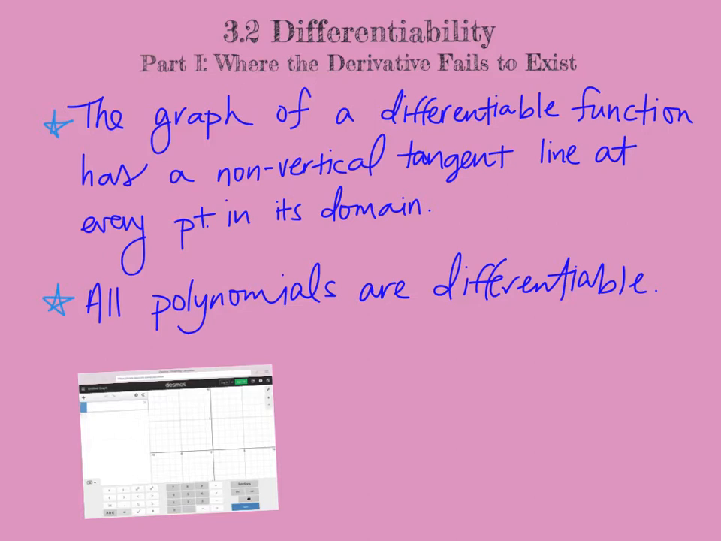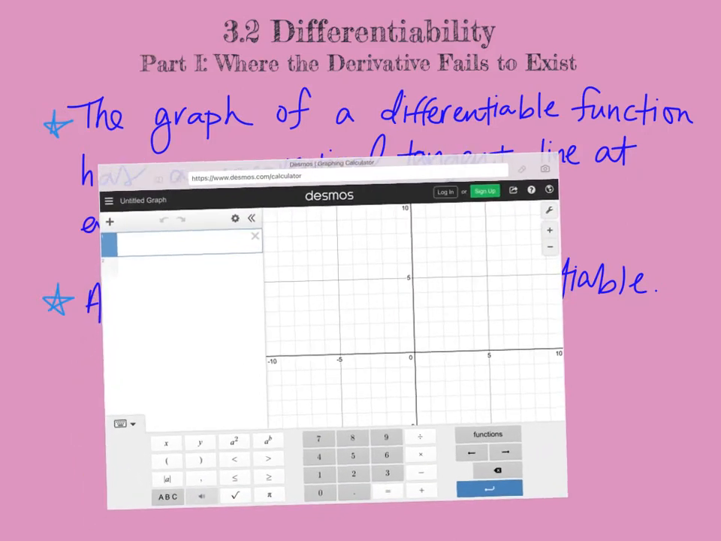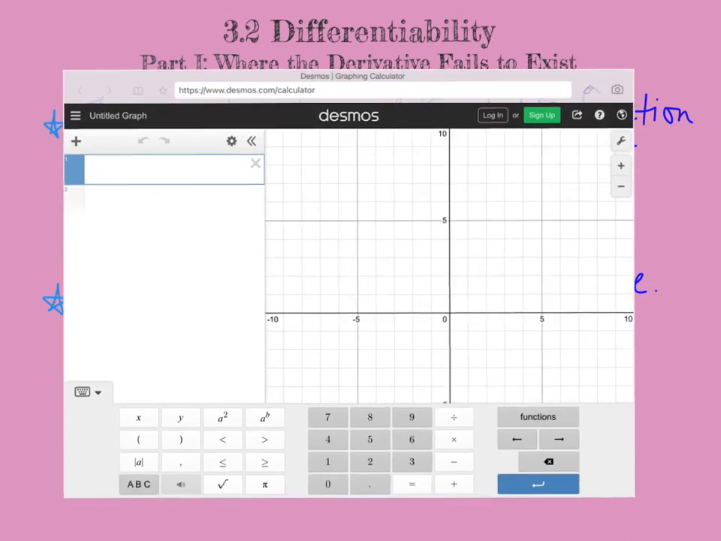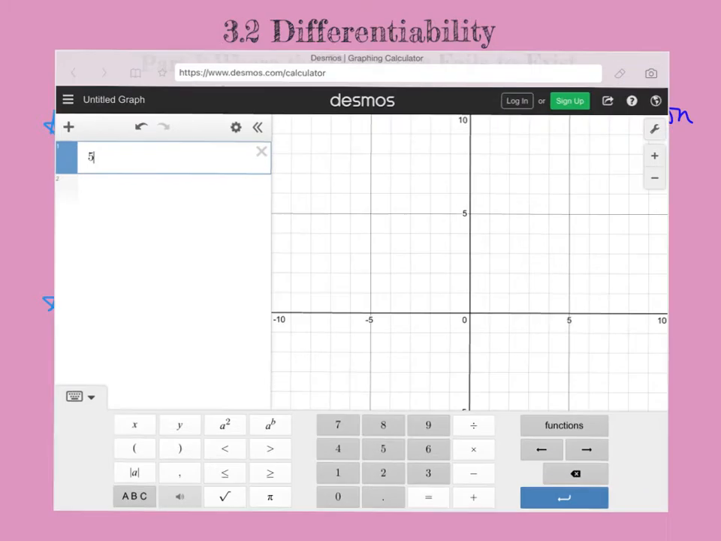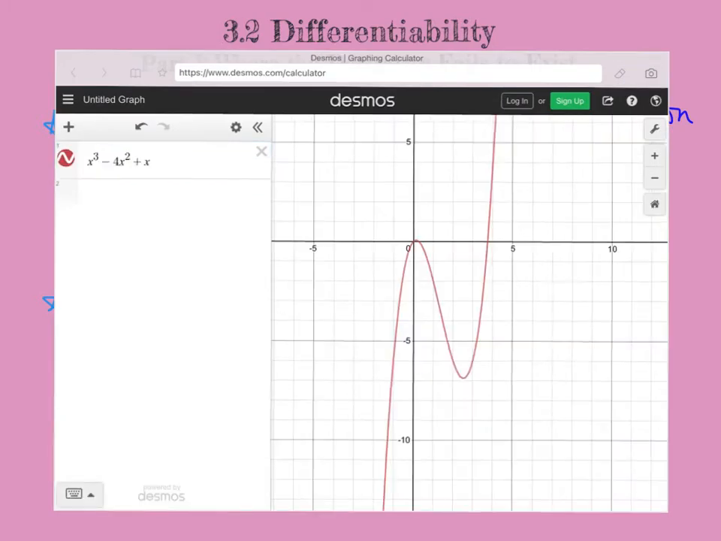So I want to take a look at a graph of a common polynomial and talk about why it's differentiable on its domain, which is all real numbers. I decided to go with one that's maybe not as popular, but my idea is that it combines popular functions that we know. We know x cubed, x squared, x. This is just a cubic trinomial here.